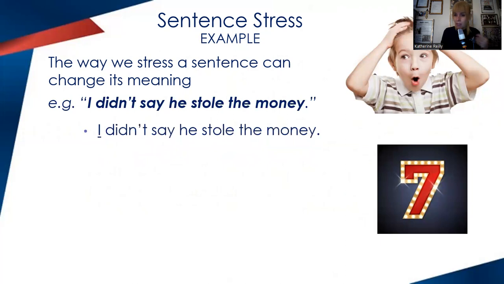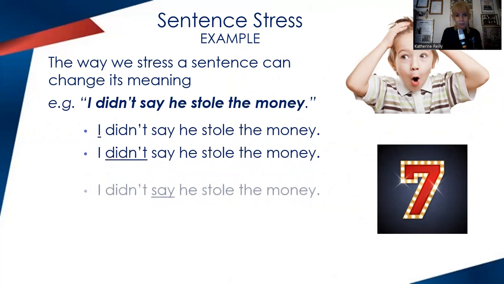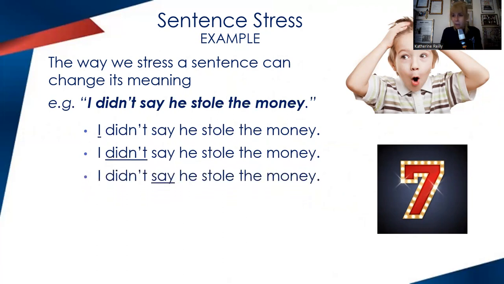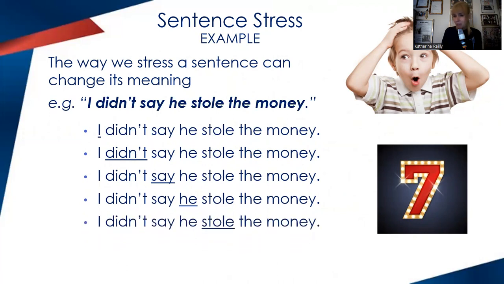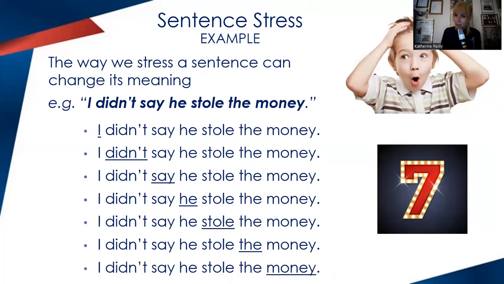I didn't say he stole the money, someone else did. I didn't say he stole the money, I said something else. I didn't say he stole the money, I might have implied it or wrote it down. I didn't say he stole the money, maybe someone else did. I didn't say he stole the money, maybe he misplaced it. I didn't say he stole the money, maybe it's some other kind of stash we have. I didn't say he stole the money. He probably stole something else, maybe a watch. Okay, so it's very important to know how to stress and pronounce in a sentence.